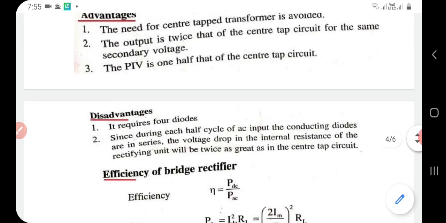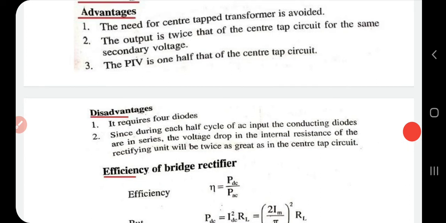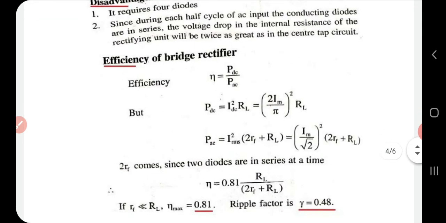Now the disadvantage is that here we are making use of four diodes, and another thing is that during each half cycle, that is either during the positive half cycle or negative half cycle of the input AC, the conducting diodes are in series. So there will be a voltage drop in the internal resistance, and this will be very high, that is it will be twice as great as in the case of a center tap circuit. Next is efficiency.